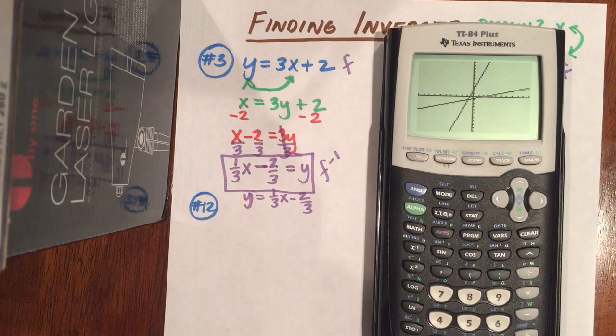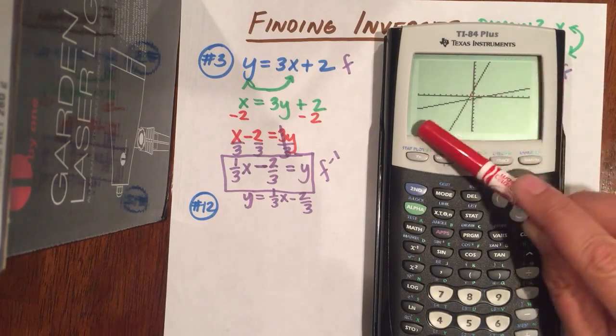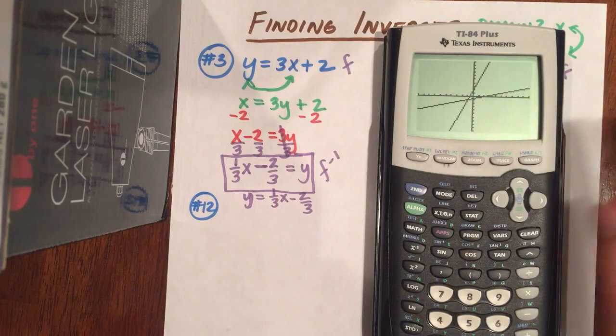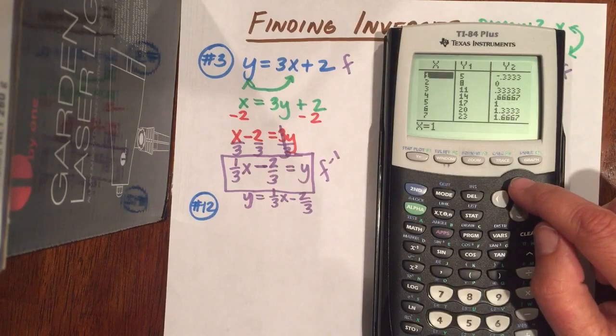If you notice with inverses, there's always an axis of symmetry. If I drew a line right here, it'd be right in between those two. So let's actually check our table and see if it follows true to what the format is.